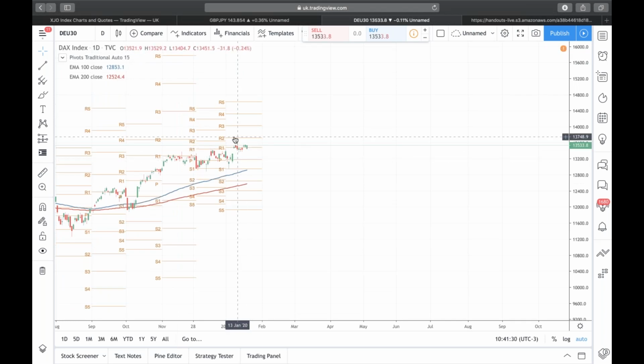And a stop above the R2 makes the most sense to me, because you're giving yourself some room to breathe. Then you've got a first target around 1.3214, and then a second target at 1.3300. So that's what I would take on that.